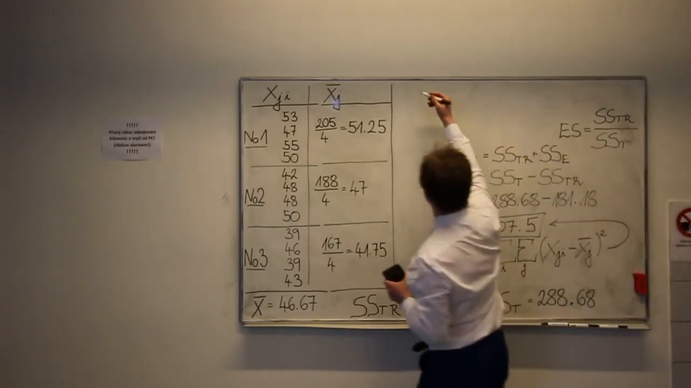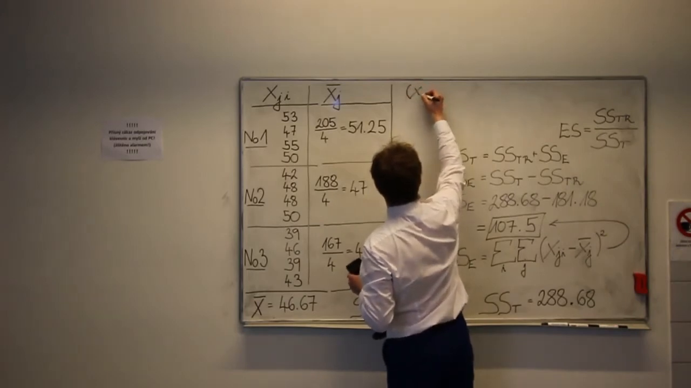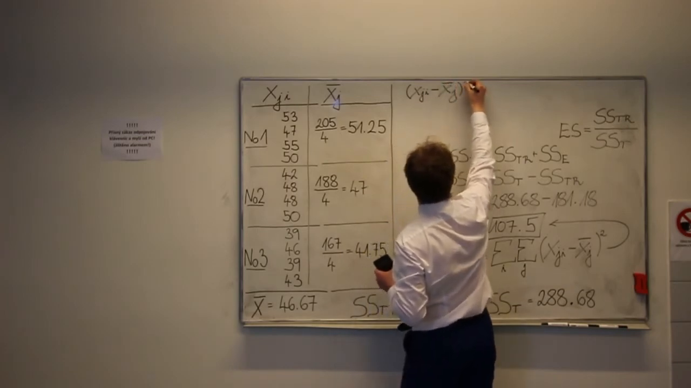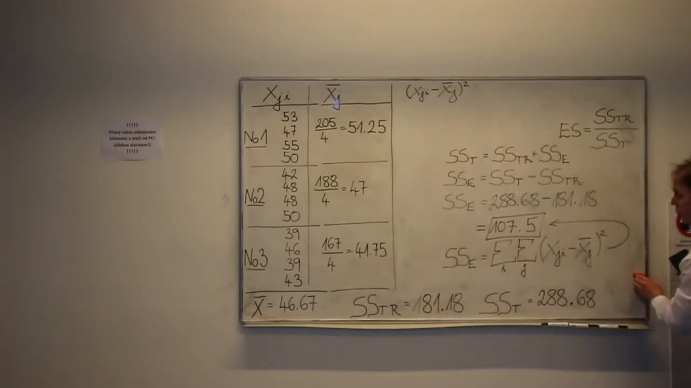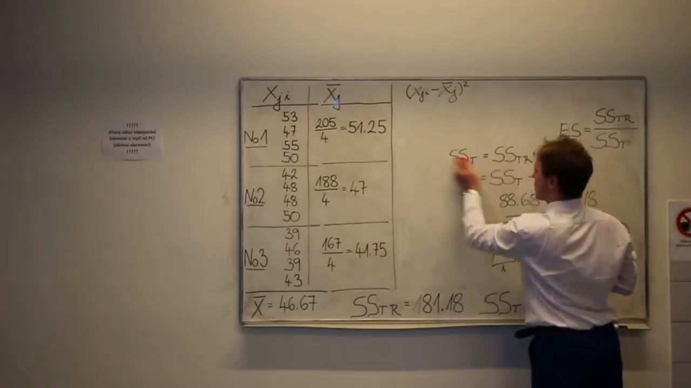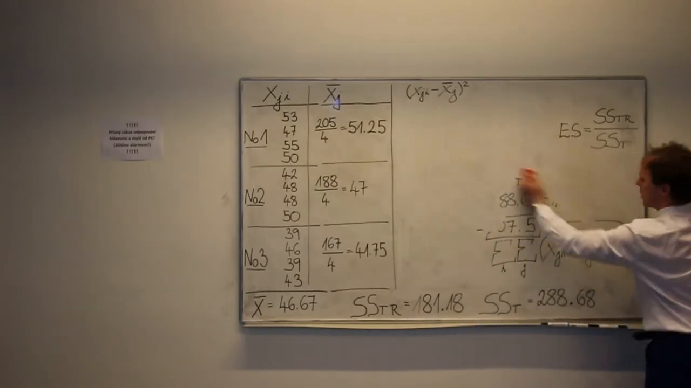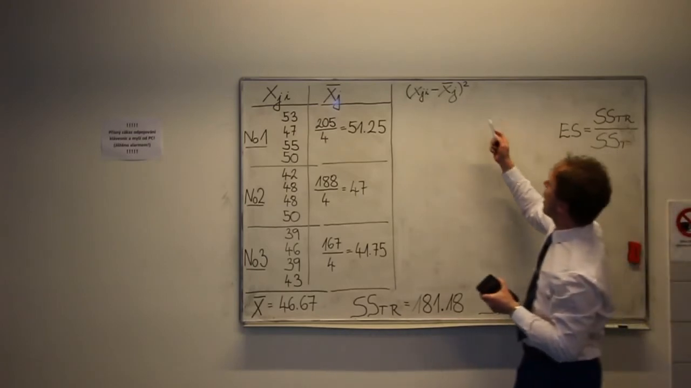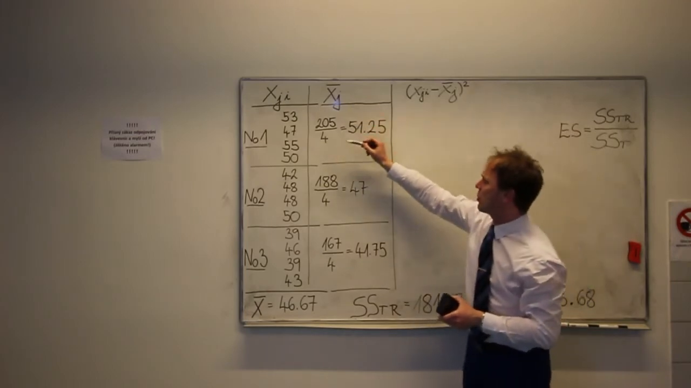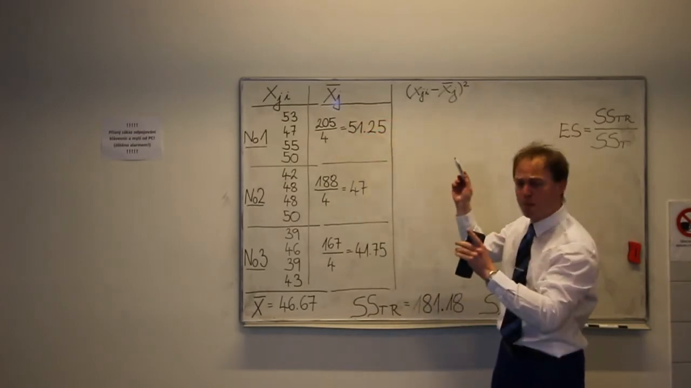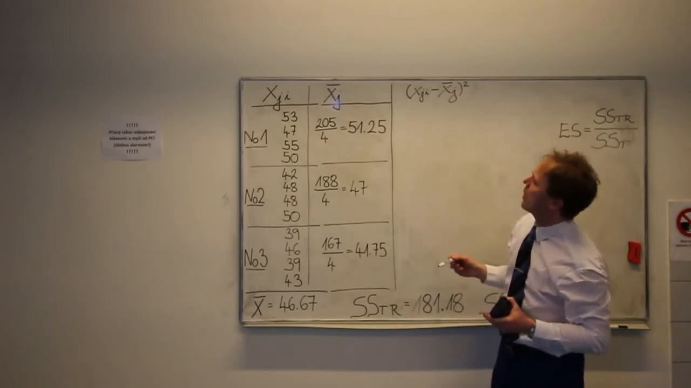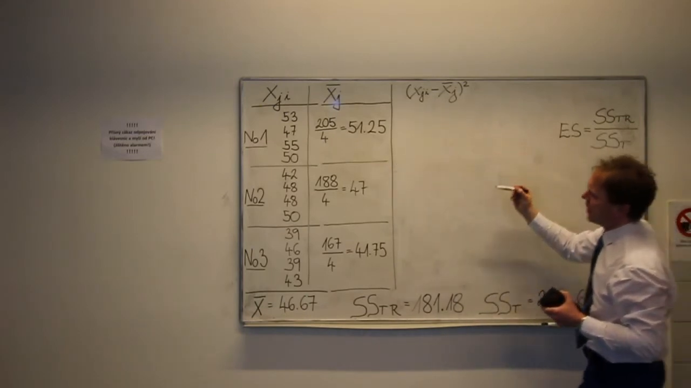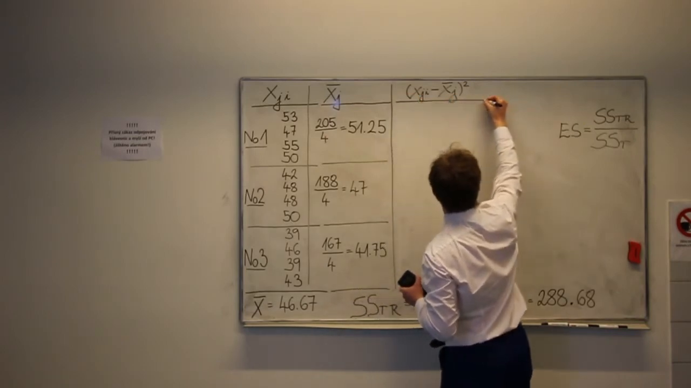So there will be another column, x_ij minus x_j with stripe, squared. I will delete this because we need a lot of space, and we will calculate 12 partial results. This mean is the individual mean for the particular group of students. So we must change this mean when we cross this line. So watch the table.